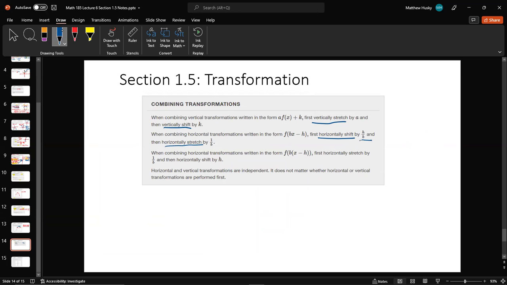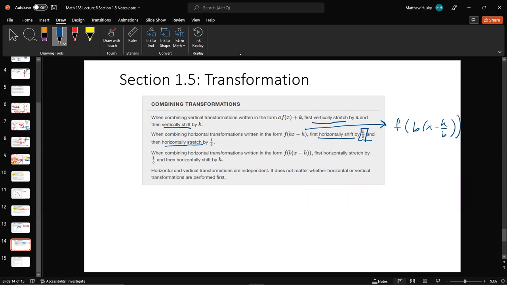And here you notice you have to divide by the value of b right here. You don't just move by the value of h, it has to be h divided by b. The reason that's happening is that you would basically have like b times (x minus h over b). I don't know if that helps or not, but that can get quite complicated when you're trying to horizontally shift and horizontally stretch at the same time.